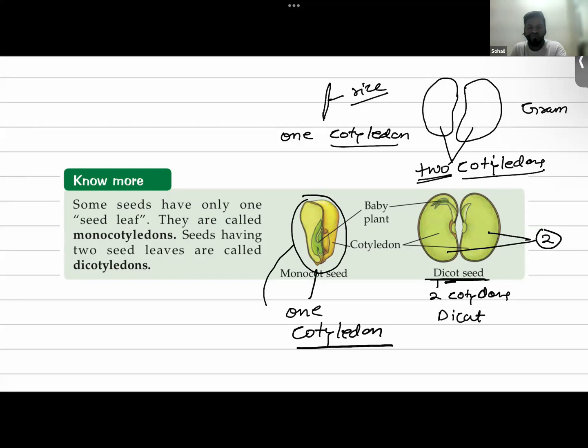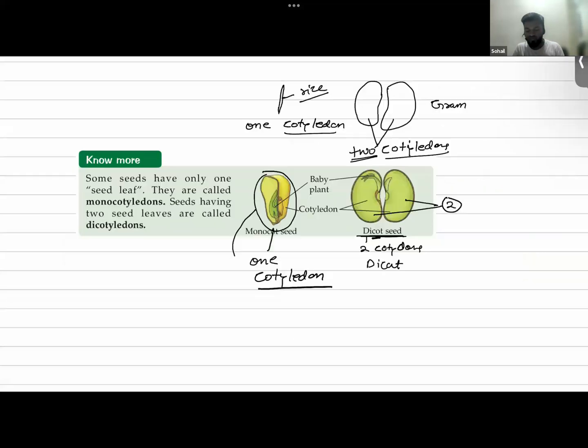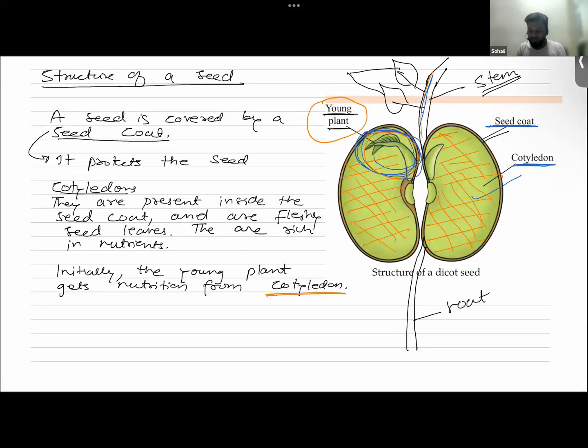Okay, first you need to explain cotyledon. Cotyledon is that part of the seed which is covered by the seed coat, and it is the part from where the young plant gets nutrition. See this one. This young plant is getting nutrition by eating this cotyledon. So cotyledon is basically the fleshy part of the seed.